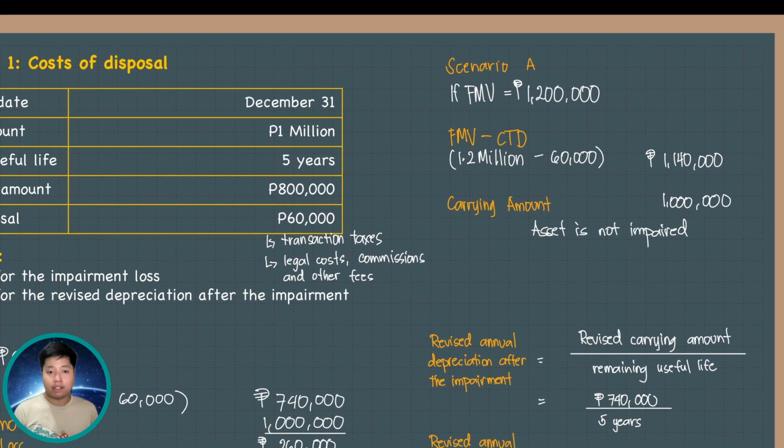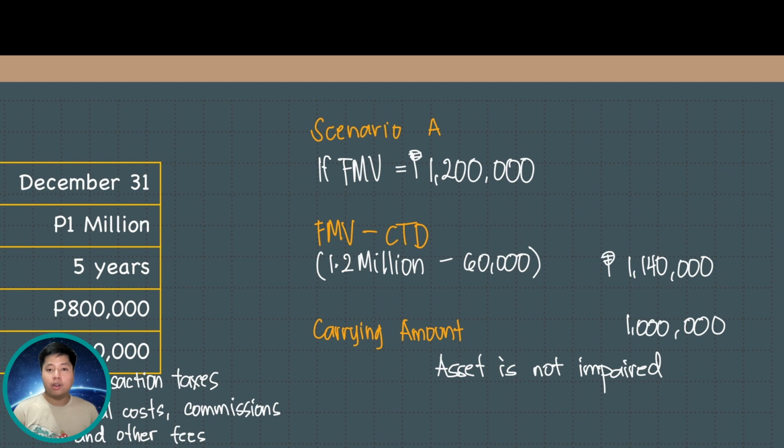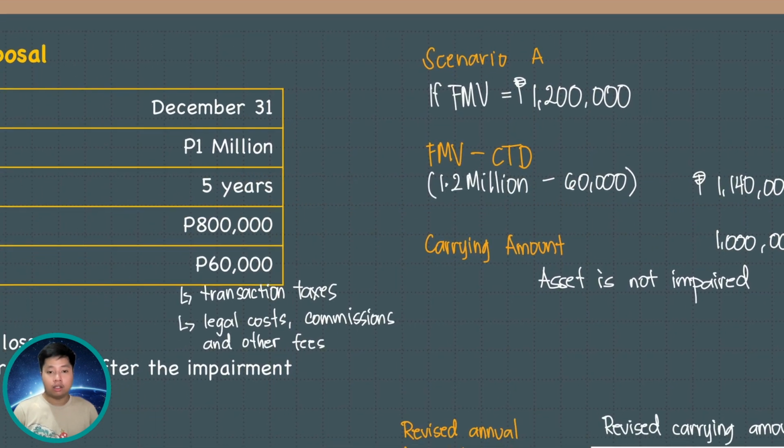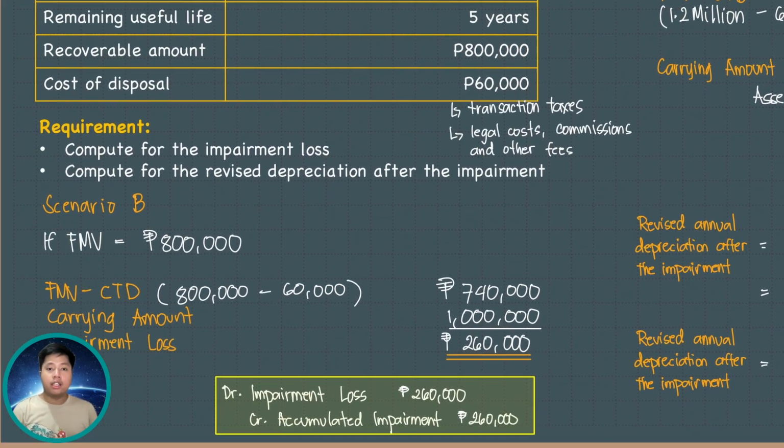In scenario A, it should be observed that there is no value in use in the given. Therefore, we will use the fair market value less cost of disposal of 1.2 million pesos as our recoverable amount. Since the FMVLCTD is higher than the carrying amount of 1 million pesos, this will imply that the asset is not impaired. Let us solve for scenario B.